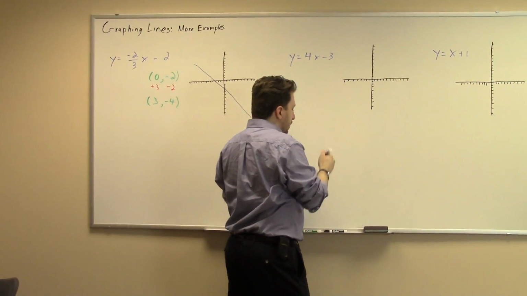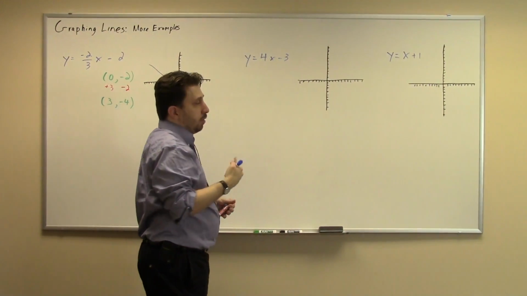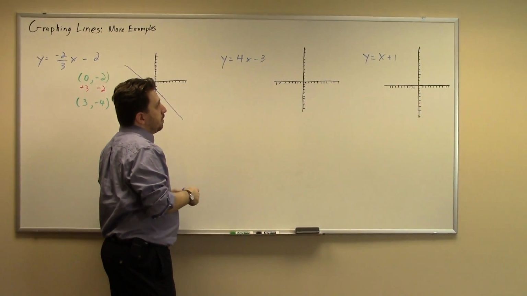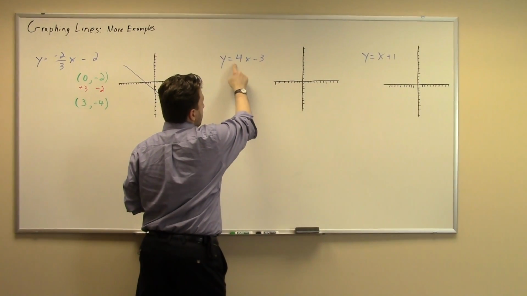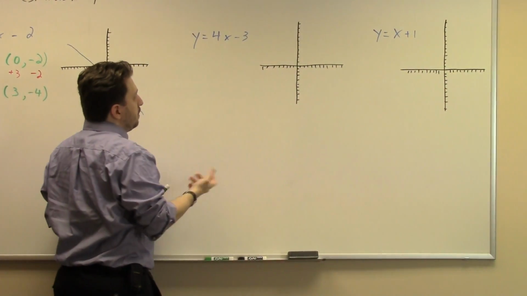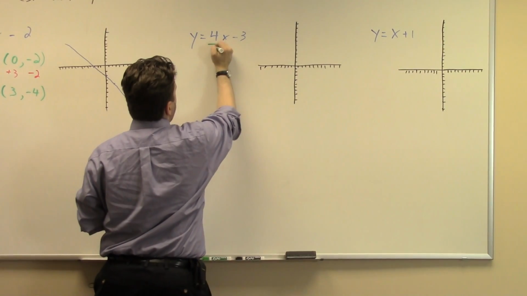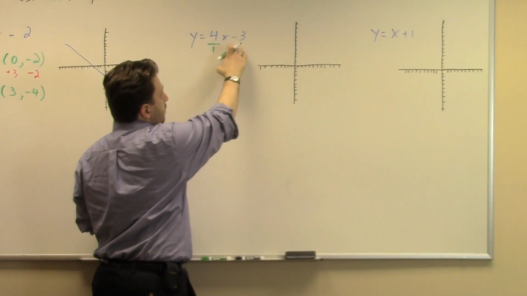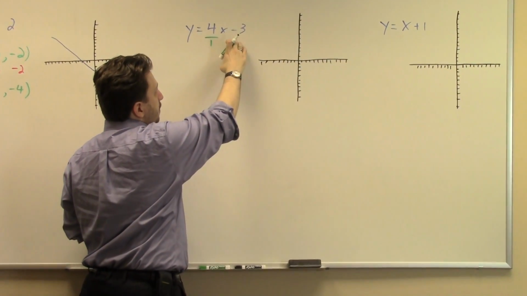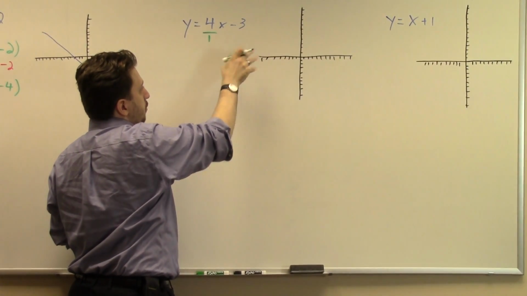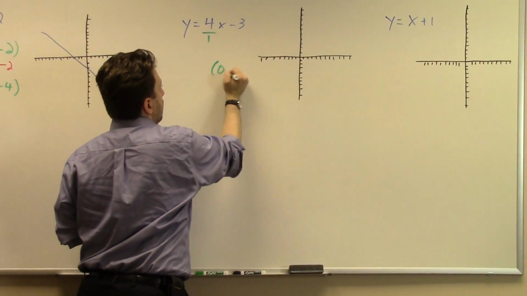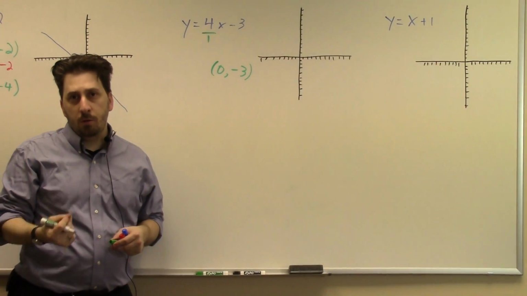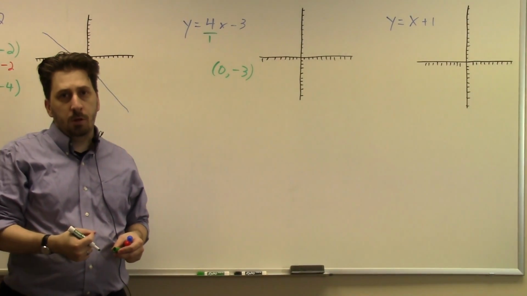Now, in this case, our equation is y equals 4x minus 3. My main problem here is that I don't have a denominator on the front of my x. So what I'm going to do is just put 1 there. Okay, I'm going to write that 4 over 1. And then I identify my y-intercept. My y-intercept here is going to be (0, negative 3). So remember, you're always going to use a 0 for your x value in your y-intercept. Okay?